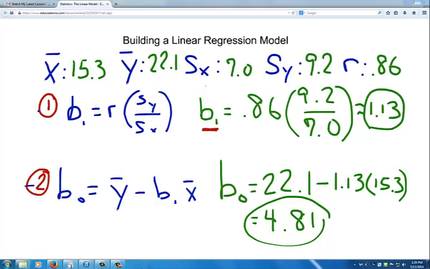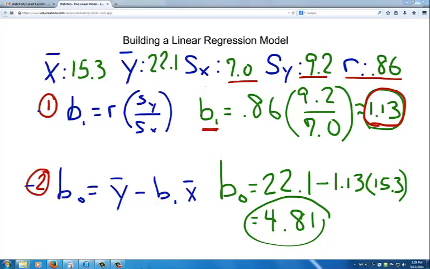The slope, b sub 1, is equal to 0.86, which is our correlation, times the standard deviation of y, which is 9.2, divided by the standard deviation of x, which is 7.0. When we calculate this, we get 1.13.